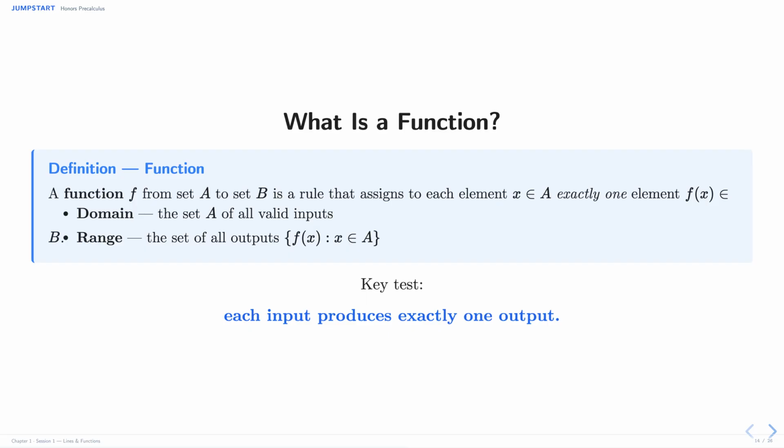The key characteristic of a function is that each input produces exactly one output. Think of it like a vending machine. You press one button and you get one item. If you were to get two items from one button, that would not be a function.